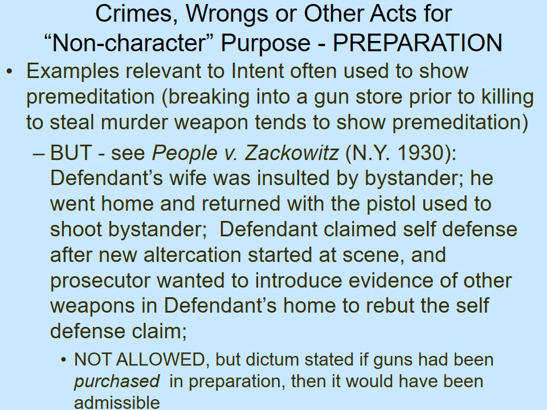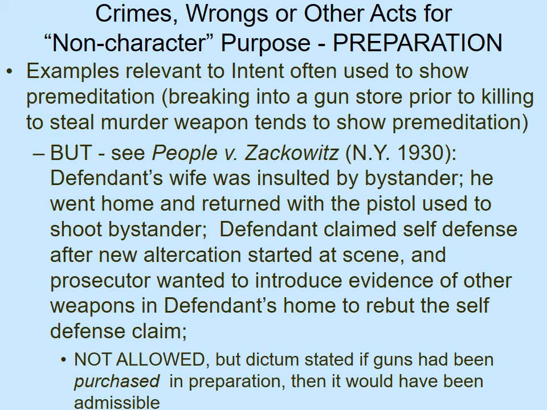And in fact, you know, this incident happened, the shooting of the guy happened because there was a new conflict that came up, and I felt threatened, so I had to shoot the guy. But here, the prosecutor wanted to introduce evidence of other weapons in the defendant's home to rebut the self-defense claim, which is kind of interesting. And this wasn't allowed here, and it doesn't seem at all like a close call. Although in dictum in the case, the court said that if the guns had actually been purchased prior to shooting the victim, that if he had gone out to purchase the guns prior to shooting the victim, then that would have been admissible.